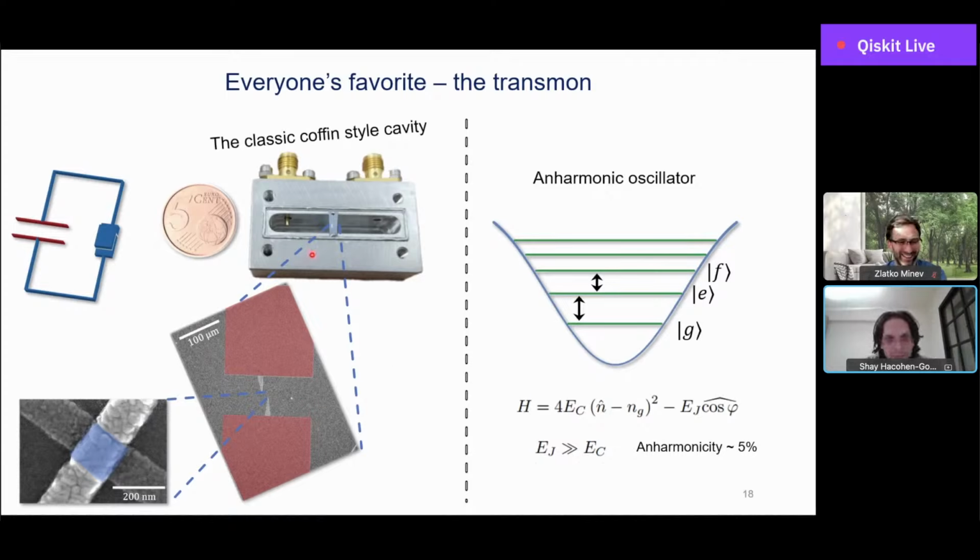Yeah. And so the circuit of the Transmon is basically a Josephson junction, and it is in parallel to a capacitor. It sits here right in the middle of the cavity. It has these two. So this is basically aluminum.